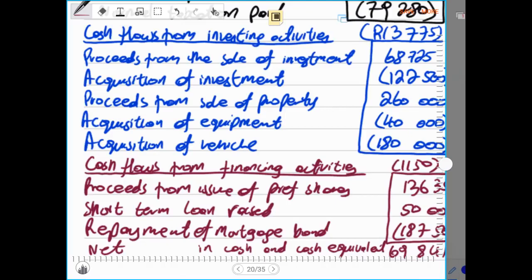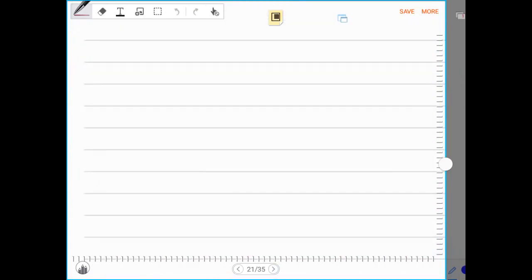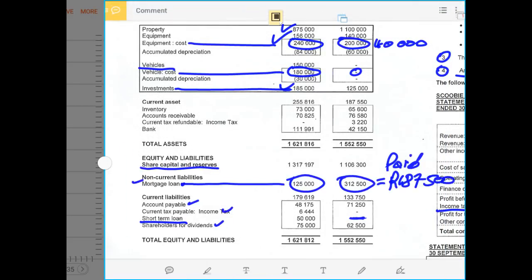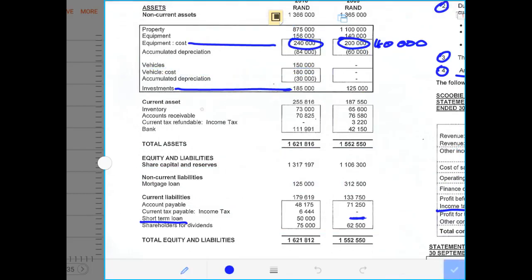Then now let us go and check our bank account. Although this is not allowed, I'll have to go to the next page. In our bank account, we have cash and cash equivalent at the beginning of the year. That means the opening balance of bank. Our opening balance of bank was an asset of 42,150. And the opening balance is lower than the closing balance. That means this is a net increase in cash and cash equivalent. Bank account increased from this amount to that amount.